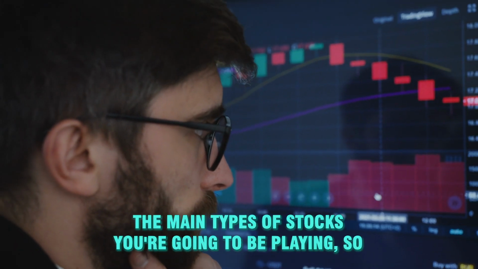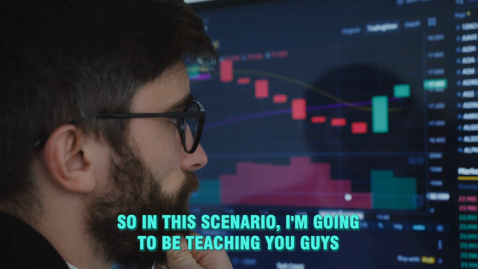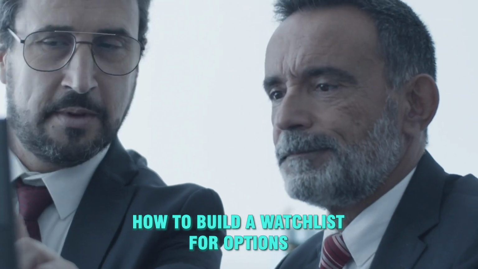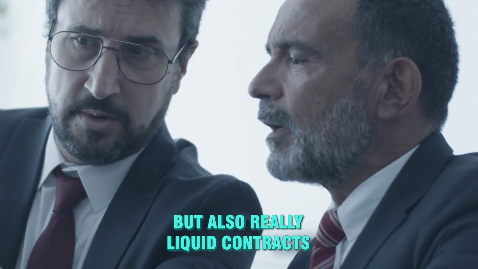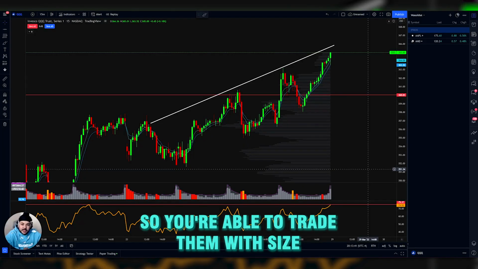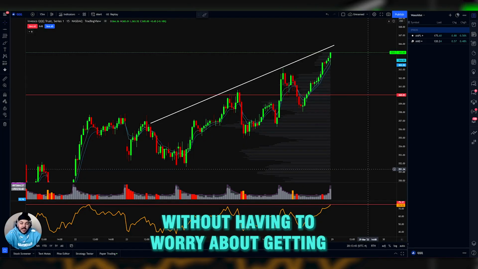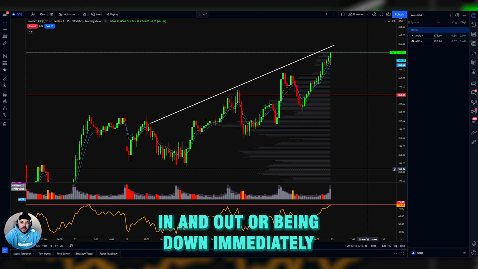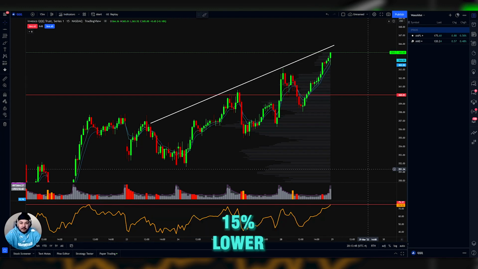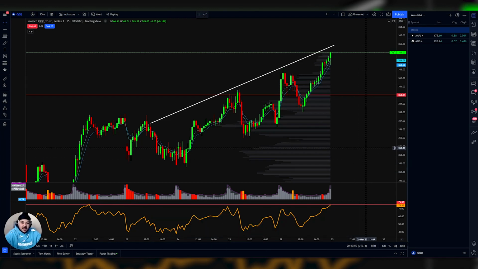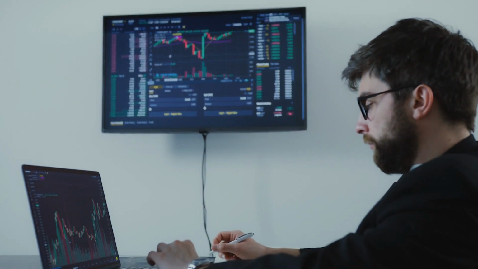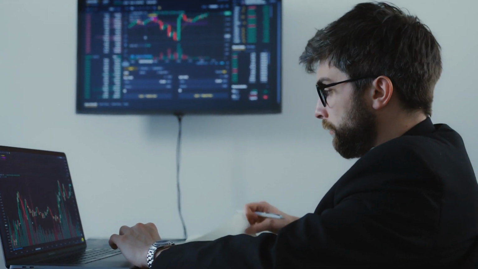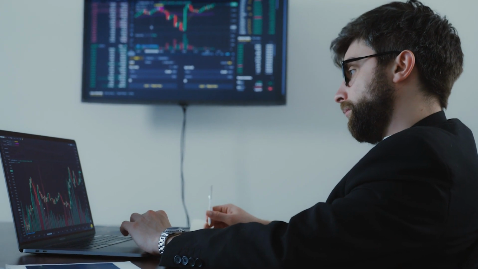So starting off, the main types of stocks you're going to be playing. In this scenario, I'm going to be teaching you guys how to build a watch list for options. With options, what you really want is a stock that has high volume, but also really liquid contracts. So you're able to trade them with size and be able to trade them without having to worry about getting in and out or being down immediately because you bought the ask and the bid is 15% lower. So good stocks are Apple, AMD, SPY, QQQ, things like that, things that have a lot of volume, have cheaper contracts, that aren't really going to ruin your chances of profit just because of the bid and ask.